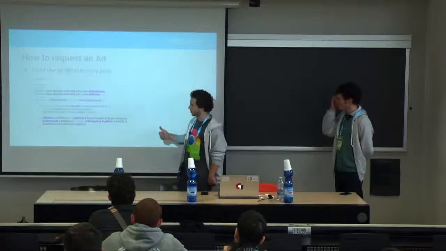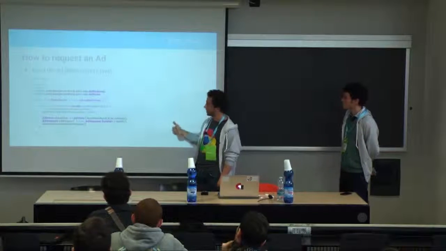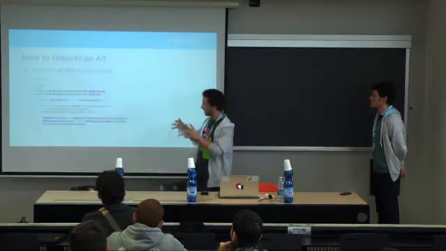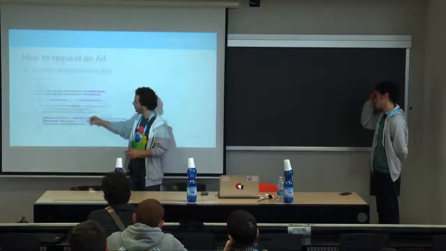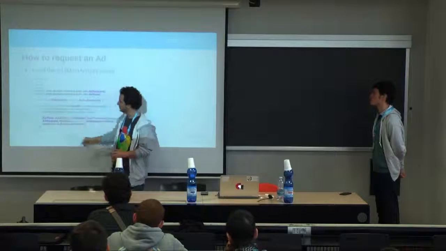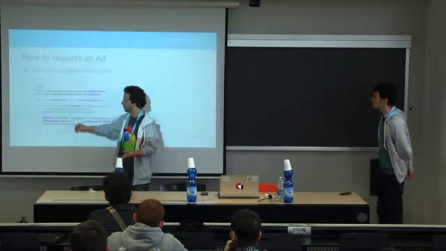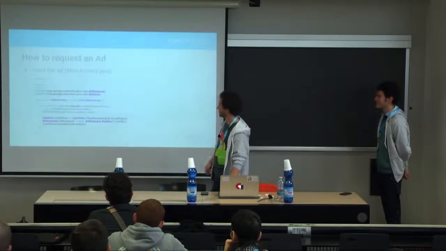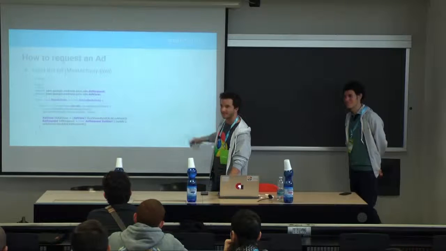So, by way of recap, you have an ad unit, you have an ad size, you define an ad view, which is a view element where the ad will be placed, and an ad request. And then you just have to load the ad, and that's it. Are there any questions about this?